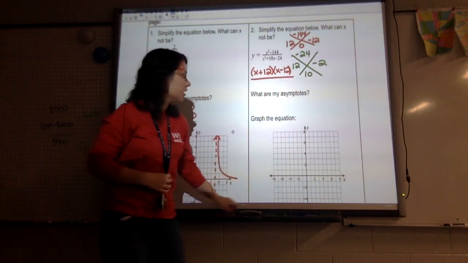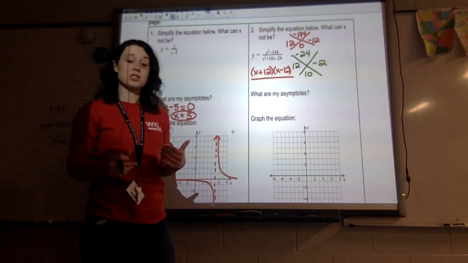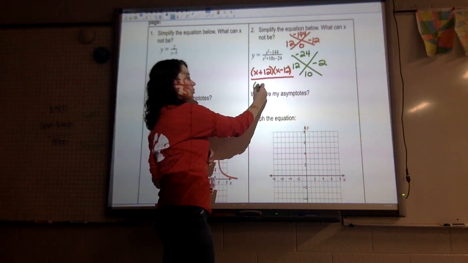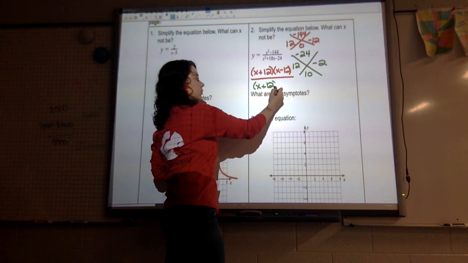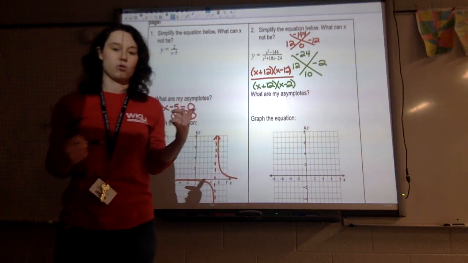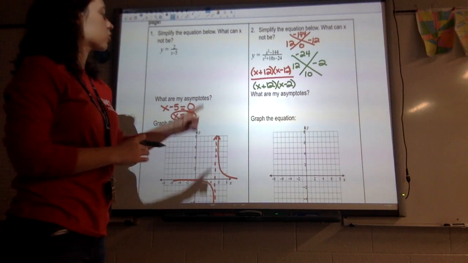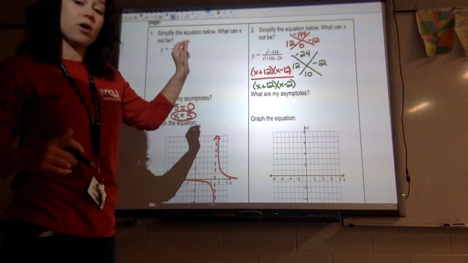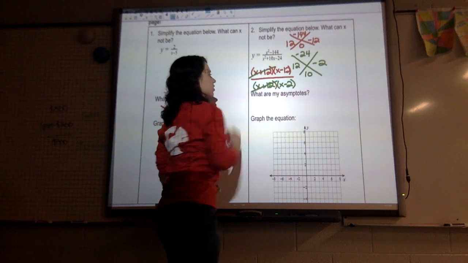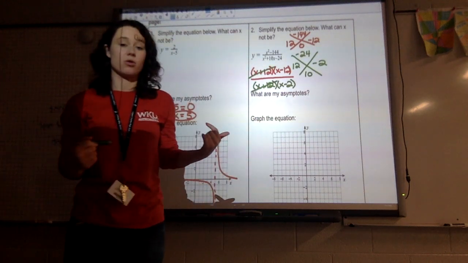And on the bottom, instead of having x squared plus 10x minus 24, I now have x plus 12 and x minus 2. Okay? So something you should notice right here, you've got an x plus 12 on top and on bottom. Well, now I can reduce this fraction. Those get to cross out, okay?